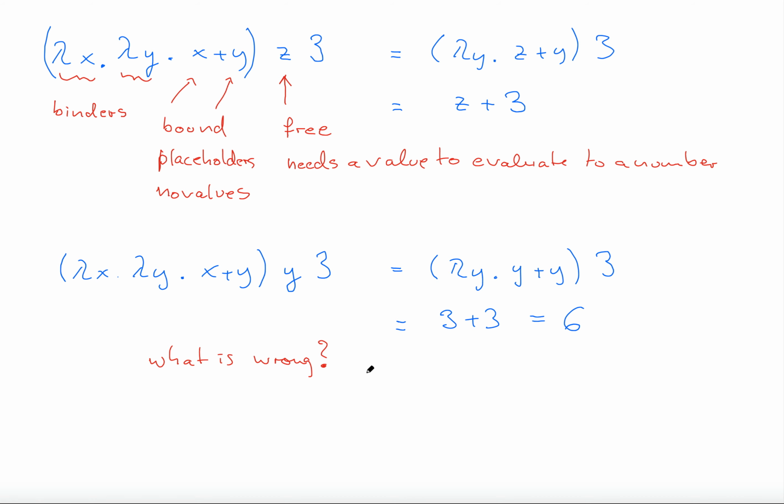Now, let's go through the reasoning steps. There are only 3 steps, so we should be able to find out what is wrong. So 3 plus 3 is 6. I think we can say that that is safe. And also, the middle equation looks really solid, right? So I'm just applying the beta rule as I specified it. So what is wrong here must be this one then.